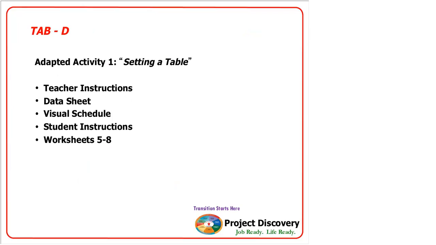All right, so if you turn to tab D, the good thing from here on out is tabs for all the activities, which this one I think has 3 activities. So tab D, E, and F are laid out exactly the same, just a different activity. Under tab D, you'll see teacher instructions, the data sheet that goes with activity 1, the visual schedule that goes with activity 1, student instructions that go with activity 1, and worksheets 5 through 8. If you were to look at tab E, you would see teacher instructions, a new data sheet, a new visual schedule, new student instructions, and then worksheets 9 through maybe 12.